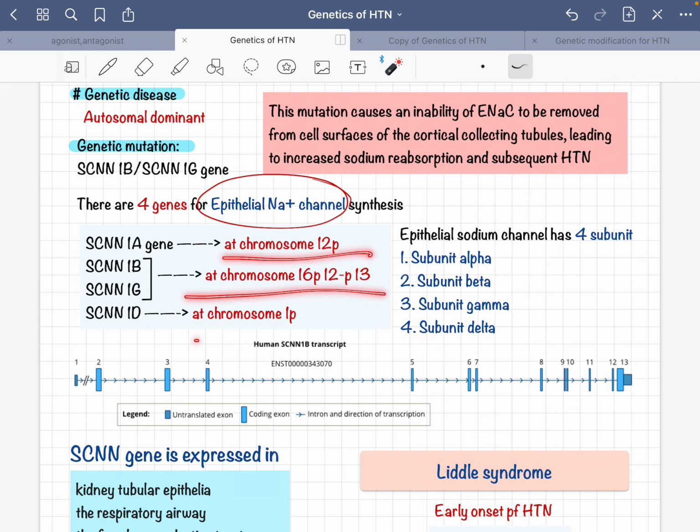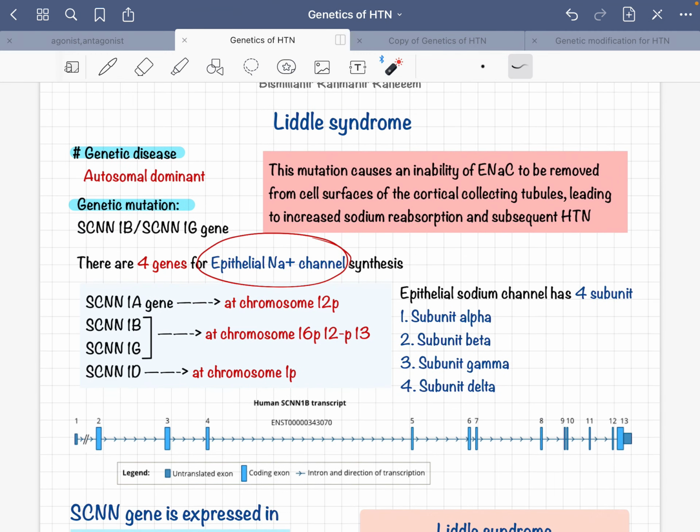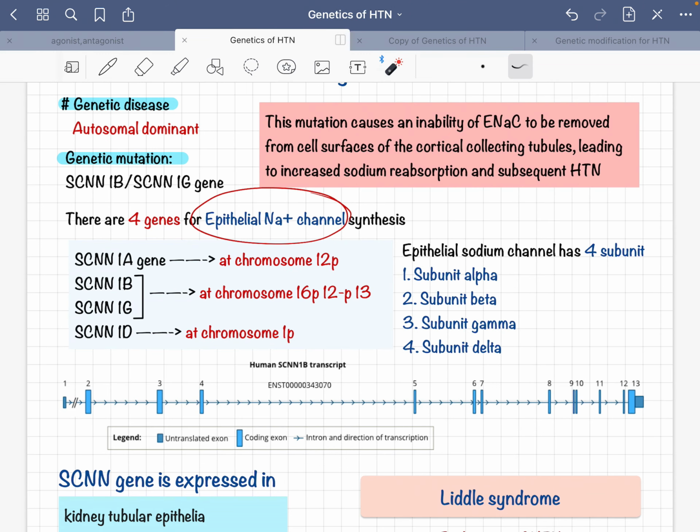If there is any mutation, especially in the case of Liddle syndrome, the mutation happens in the SCNN1B and SCNN1G genes. That means the mutation does not happen in the whole epithelial sodium channel. It happens only in the beta and gamma subunits. But due to these mutations, the epithelial sodium channel cannot be downregulated from the tubular epithelial cell.